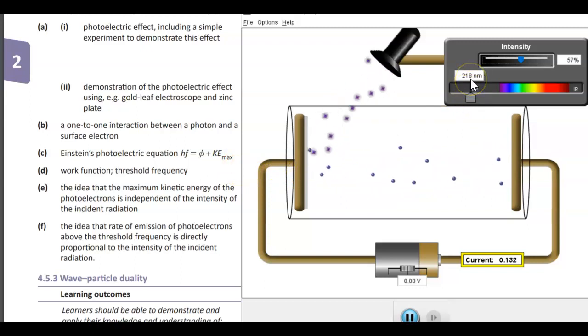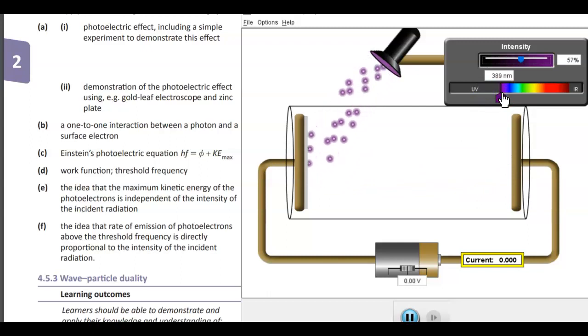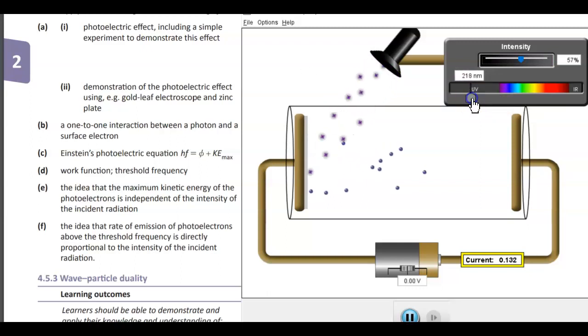The wavelength of the light is important because if we have a frequency that is too low, we don't get any emission at all. So currently it says 280 nanometers. A higher frequency is a lower wavelength. So if I move towards the visible end, you'll see at some point we lose all of the photoelectrons completely. So that's an important part of this theory. The threshold frequency is a particular frequency where the electrons start to be emitted. So we'll go back to our previous value, which was about 218.